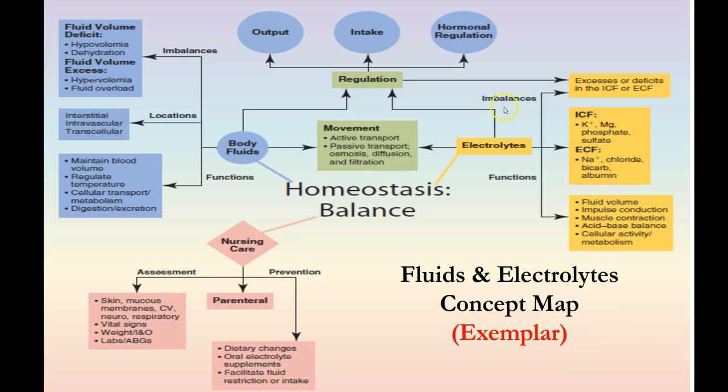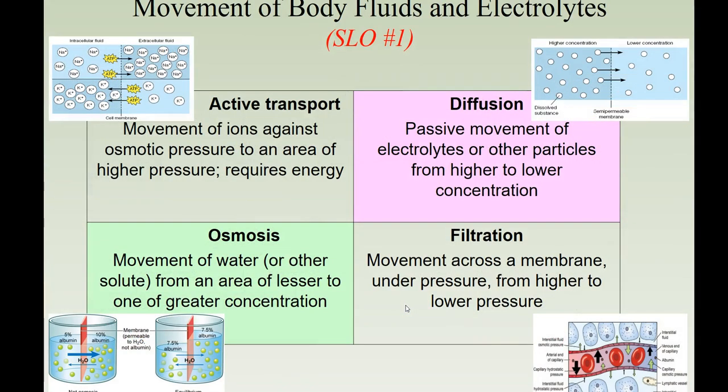All right, just a little look at a nursing care map for fluid and electrolytes. This is just another picture about the processes that are involved. Active transport, and I don't want y'all to remember these. Active transport is the movement of ions against osmotic pressure to an area of higher pressure, and it does require energy. But the one I talked about, like with the tea bag, is diffusion.